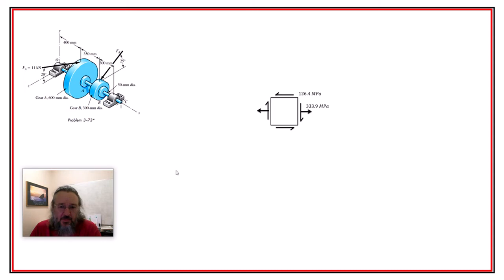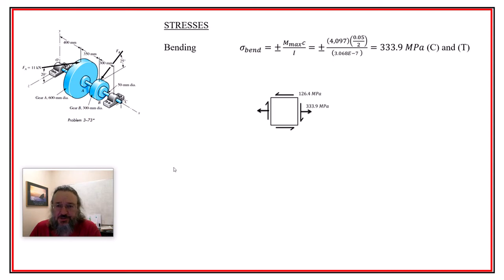Okay, anyway, we do the stresses, and we find the bending, MC over I. Right, we have all of that, and it's 333.9 megapascals. Compression and tension, but we usually just use the tension side. And the torsional shear is TR over J, and we get 126 megapascals right there. All right, so here's the stress element. I didn't include that in the animation, but there's the summary of that stress element.